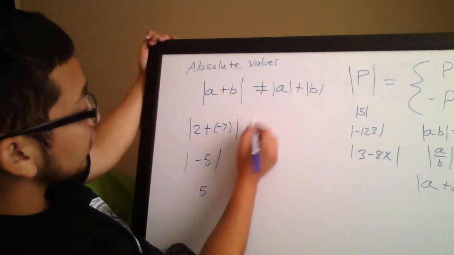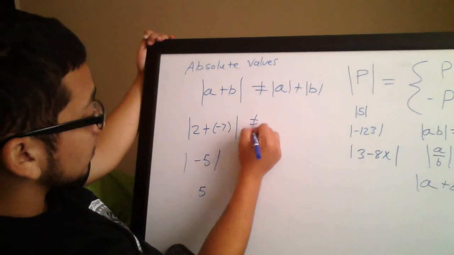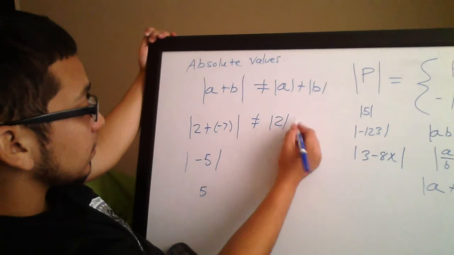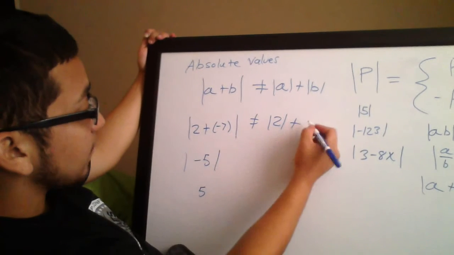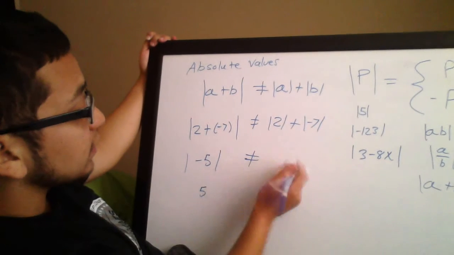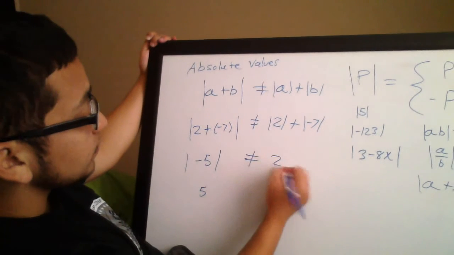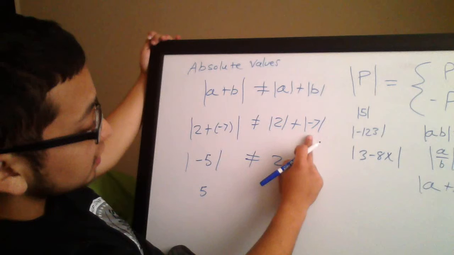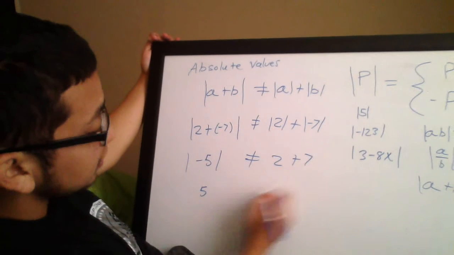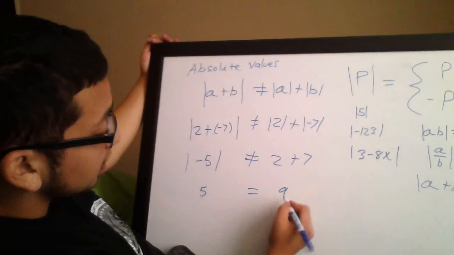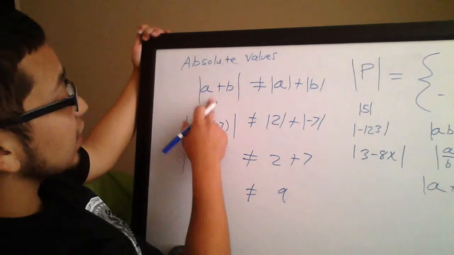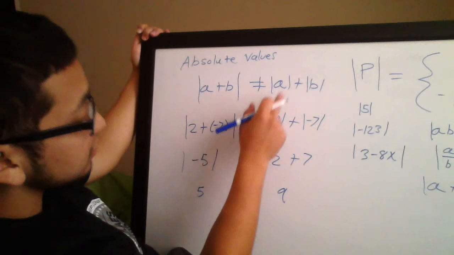Okay, what if we try it on the other side here? The absolute value of a, so a is 2, plus the absolute value of b, which is negative 7. So the absolute value of 2 is just 2. The absolute value of negative 7, negative times negative is positive, so we'll just have 7. So plus 7, this obviously gives you 9. Now as you can see, they're not equal to each other. And that's why the absolute value of a plus b is not equal to the absolute value of a plus the absolute value of b.